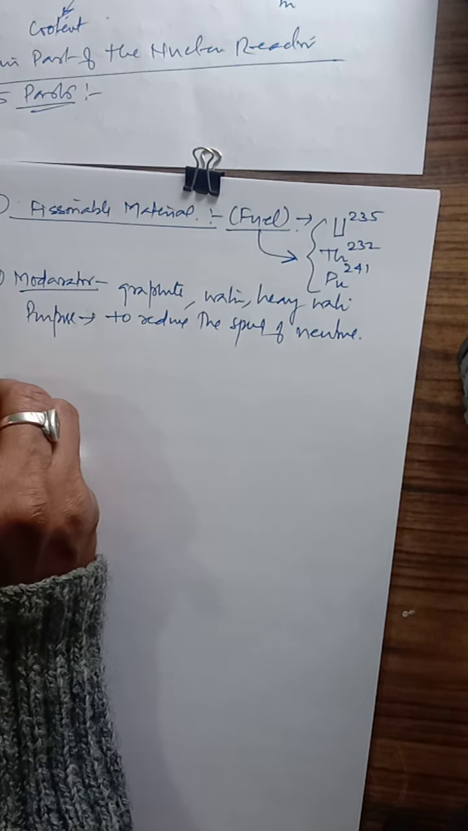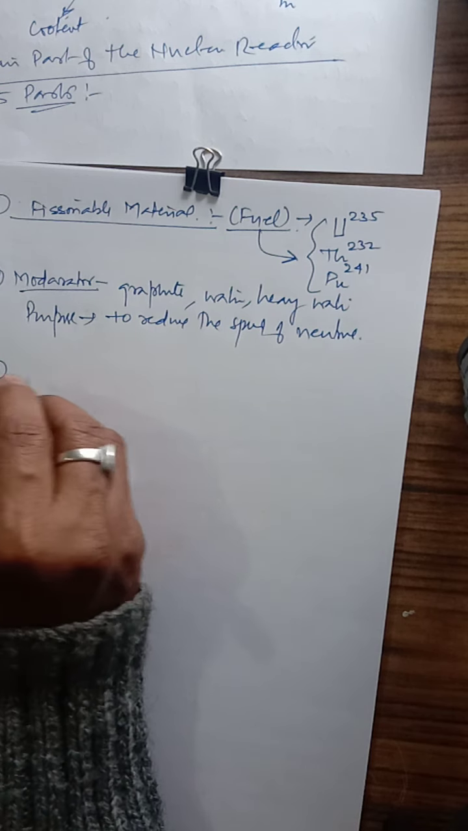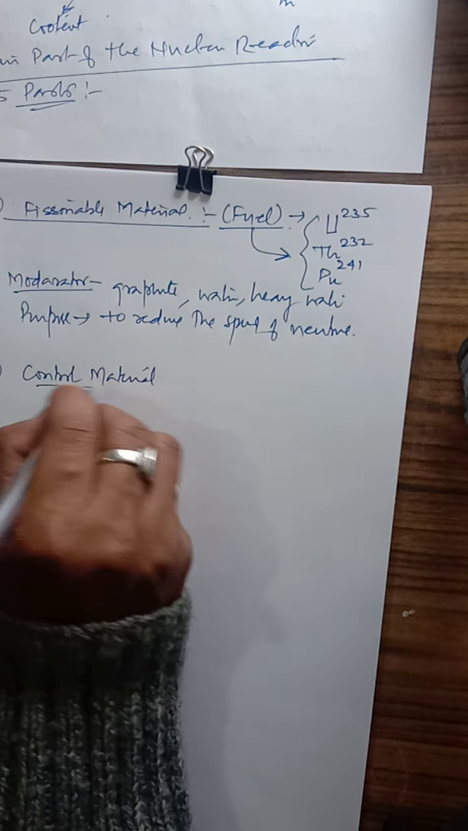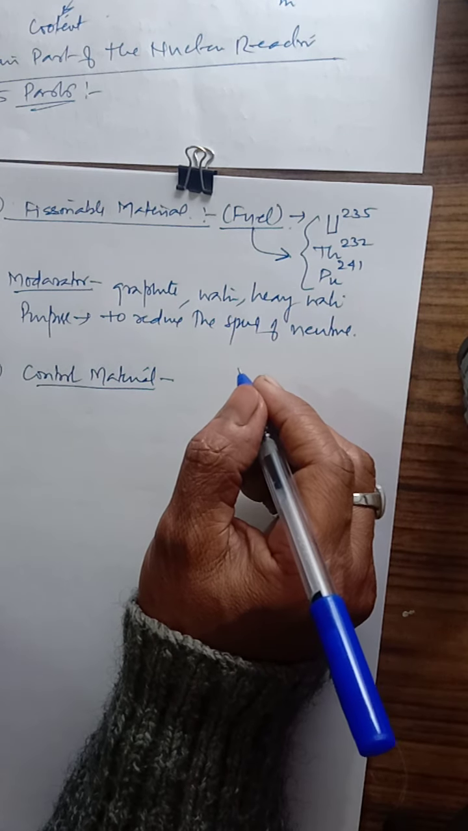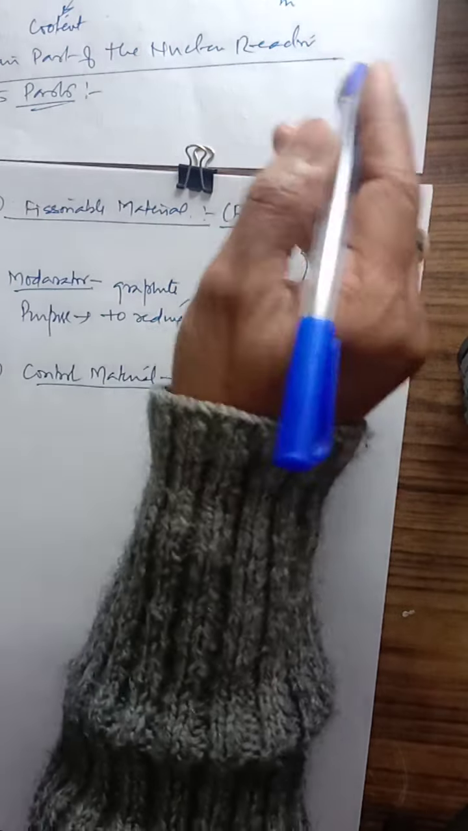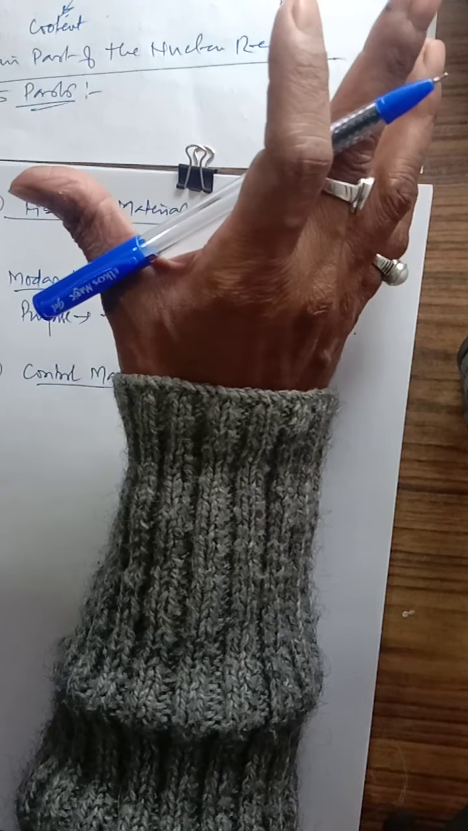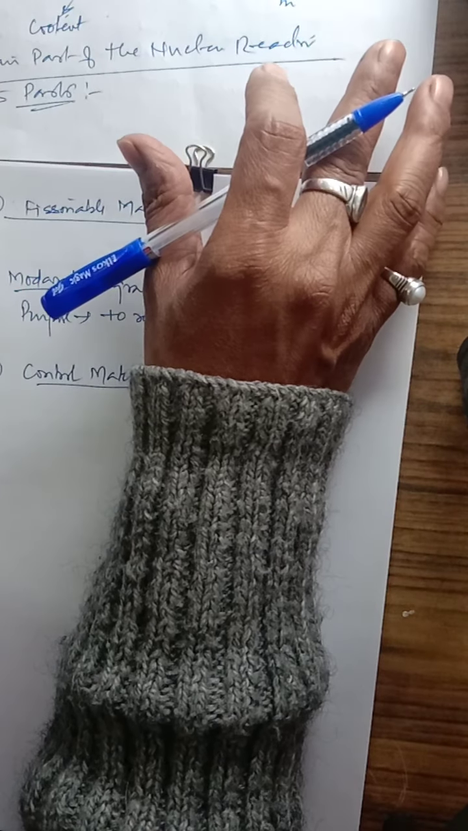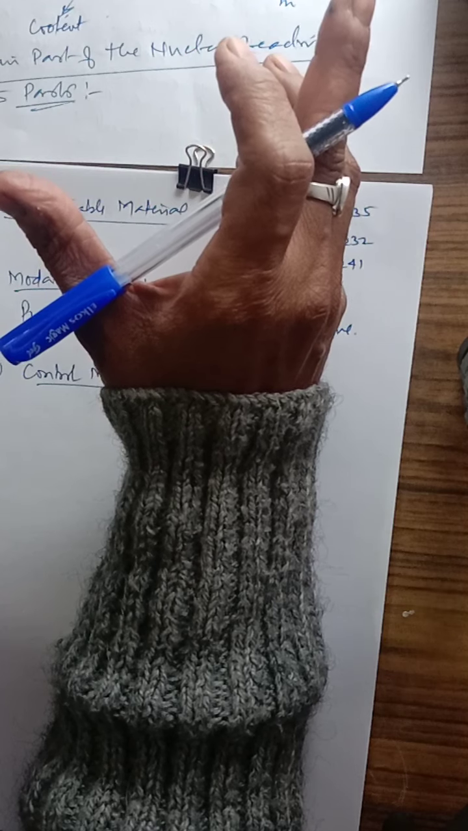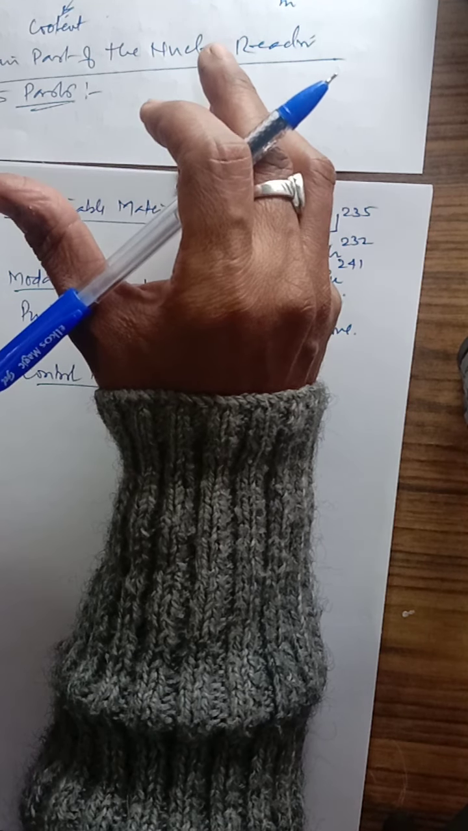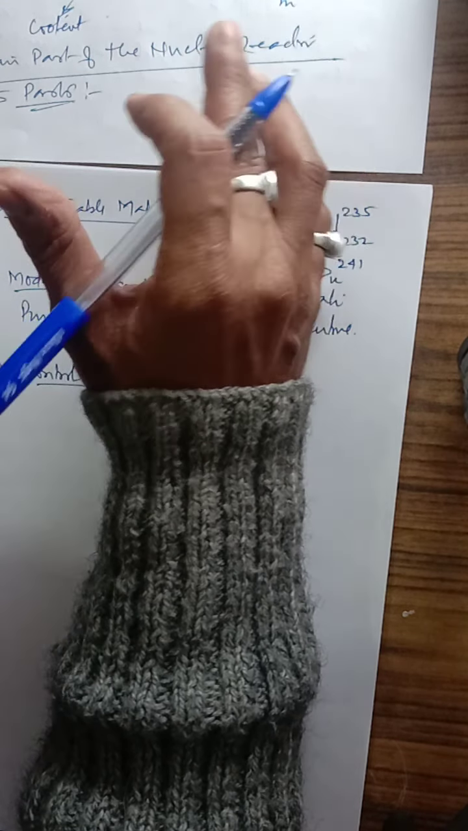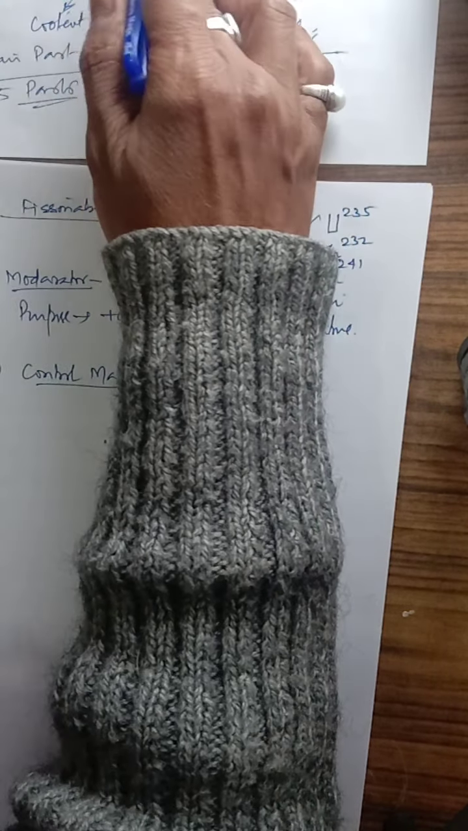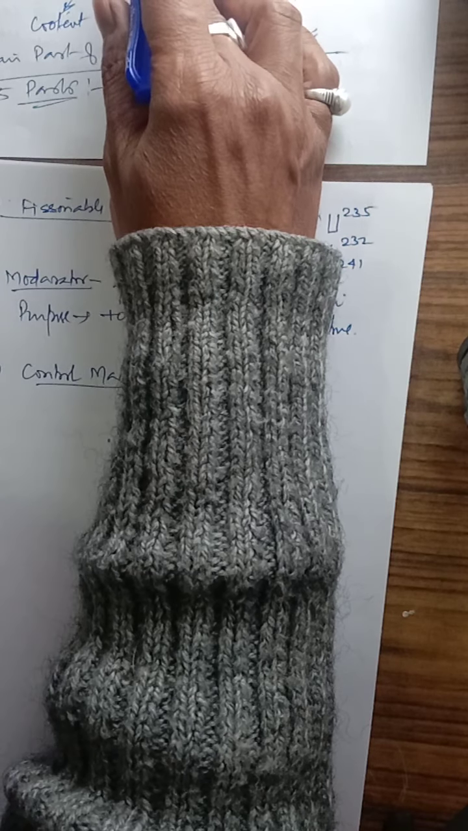So the third we will talk about is the control material. What is the control material? Because it is a chain reaction, controlling is very important to maintain a constant rate of reactions. The control material, for example, we are using here, is the cadmium rod. These are the control material.